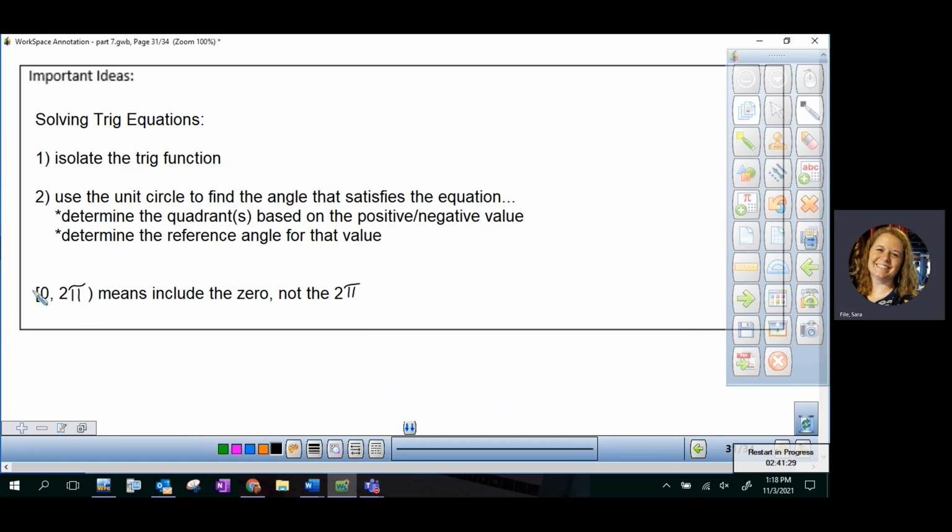Okay, so 0 to 2 pi with a bracket on the parenthesis means include the 0. The parenthesis means not the 2 pi. Okay, and this is typically the interval that we're going to be giving our solutions on.